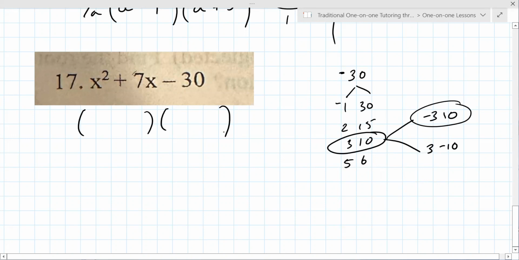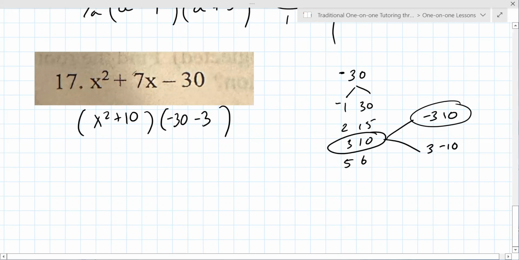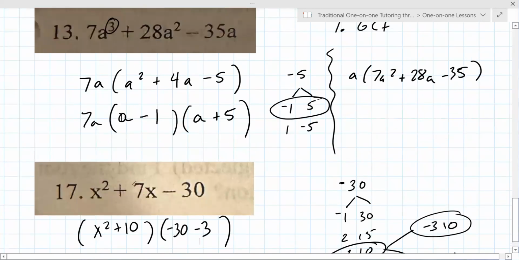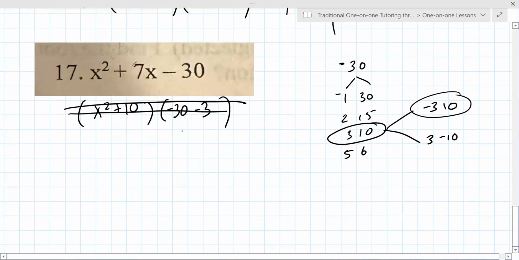So x squared plus 10 and then negative 30 minus... Wait, no. Oh no, I had it negative 30 minus 3. Let's go back and look at our previous answer here. Do you see how it had a letter and a number, a letter and a number? Oh, it's supposed to be x plus 10 and x minus 3. Yeah.